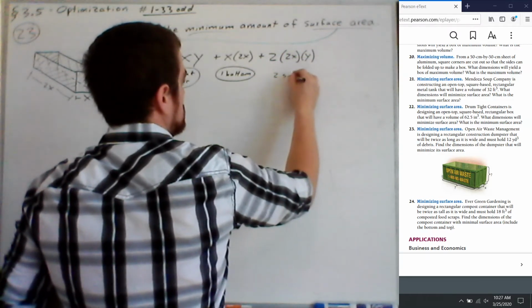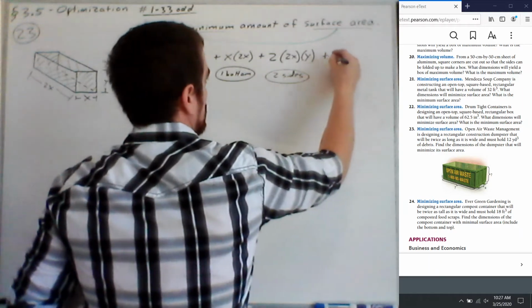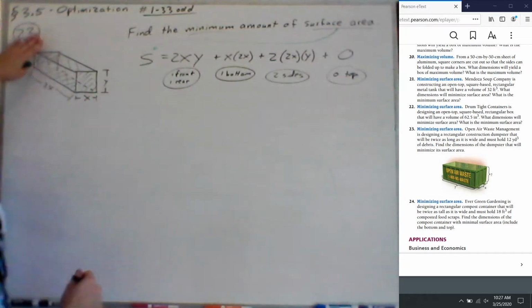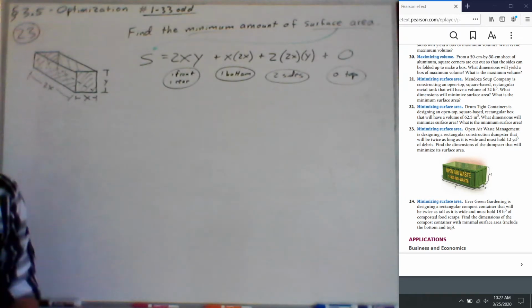Right, so this is our two sides. Plus, I don't need a top. Right? There is no top. It's a dumpster. We need to be able to dump things into it. So it's an open top.